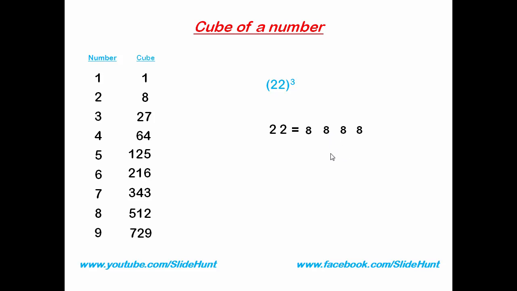Double the middle two numbers. Double of 8 is 16. And here we also write 16. Now add these numbers. We write here 8. 16 plus 8 is 24. We write here 4 and 2 is carry. 2 plus 8 is 10. 10 plus 16 is 26. We write here 6 and 2 is carry. 8 plus 2 is 10. So the cube of 22 is 10,648.